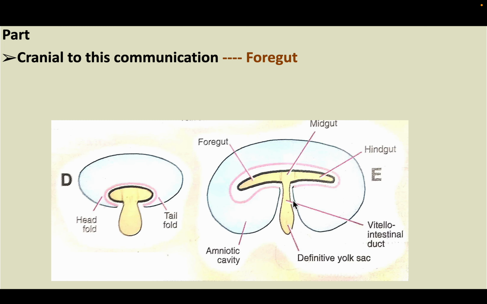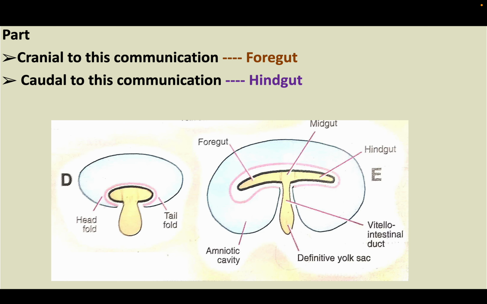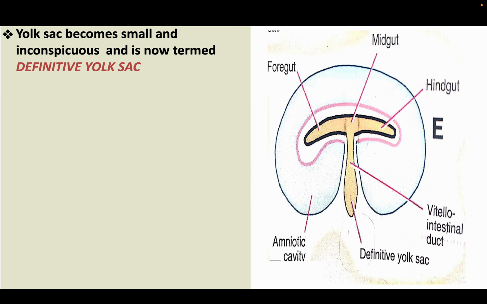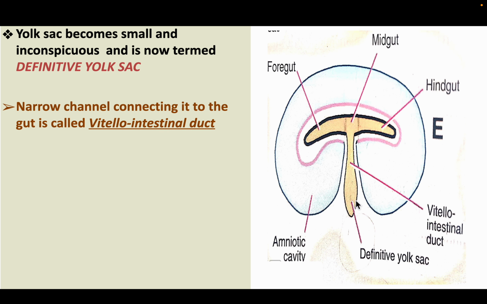Now, cranial to this communication, the part of the primitive gut forms the foregut. Caudal to this communication is the hindgut. You can see here. The intervening part is called the midgut. So the different structures are derived from these three primitive guts, that is foregut, midgut and hindgut. The yolk sac becomes small and inconspicuous and is now termed the definitive yolk sac. The narrow channel connecting it to the gut is called the vitellointestinal duct.